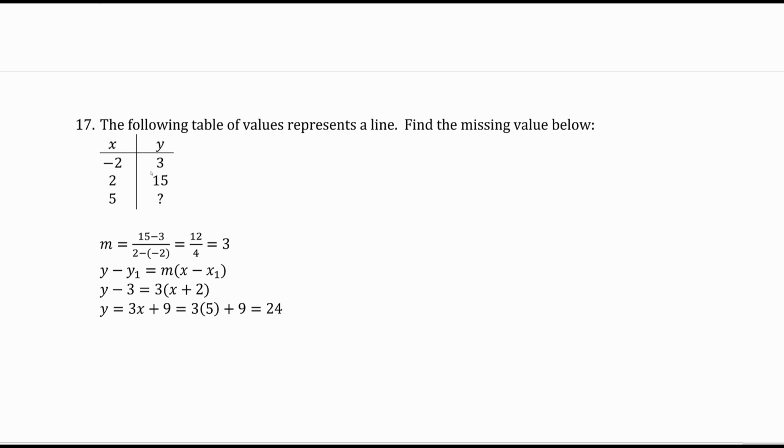15 minus 3 over 2 minus -2. And 2 negatives become a positive. So the slope is 12 over 4, which is 3.